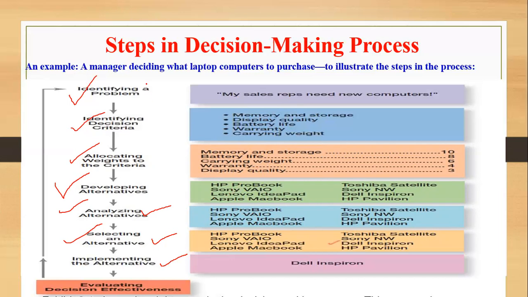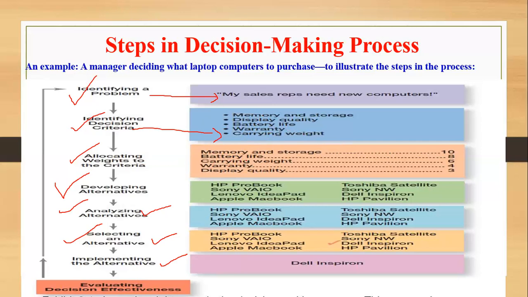So just take the example of someone who wants to purchase a laptop. First of all, we have to identify the problem, like my sales reps need new computers. That is the issue. So we have to make the criteria, like memory and storage, display quality, battery life, warranty and carrying weight, and all that. On the basis of all these things we have to find out how we can purchase and what type of new laptop we have to purchase.